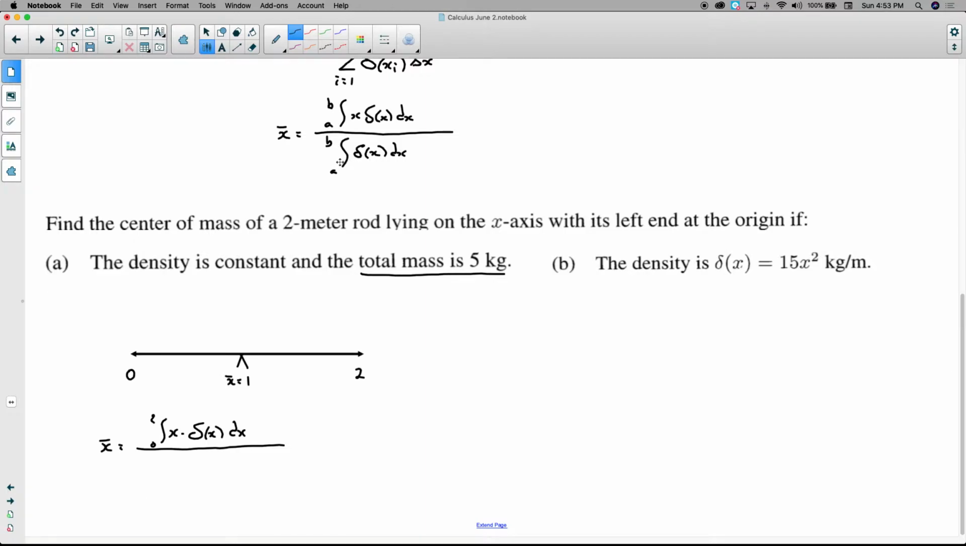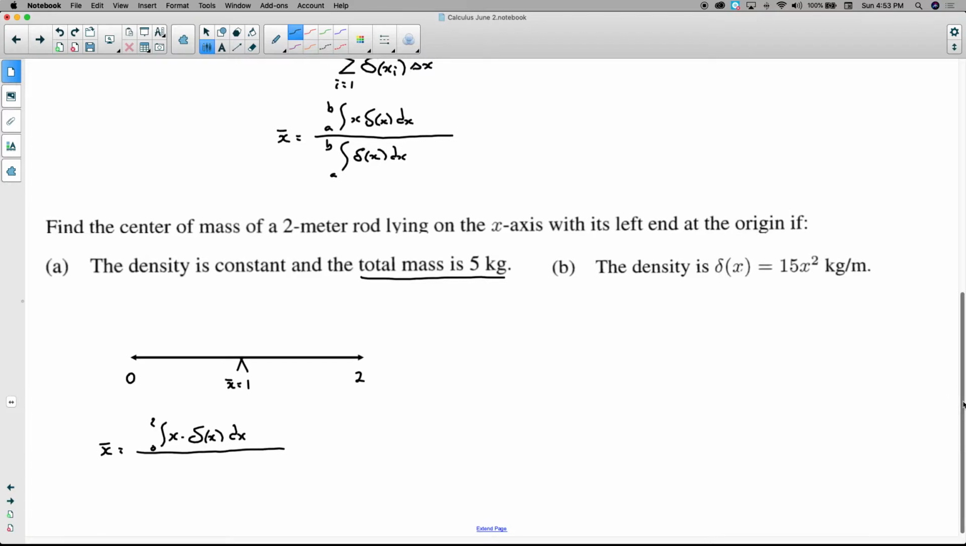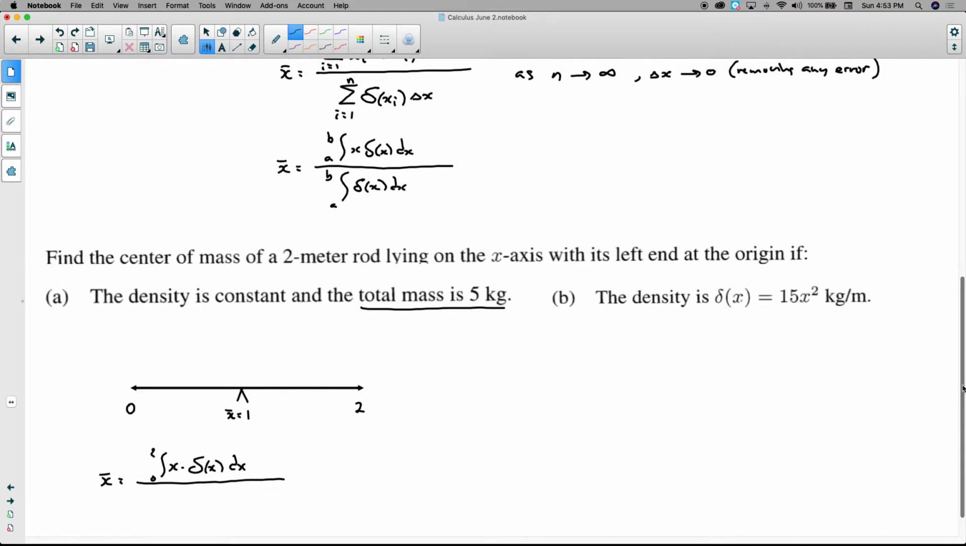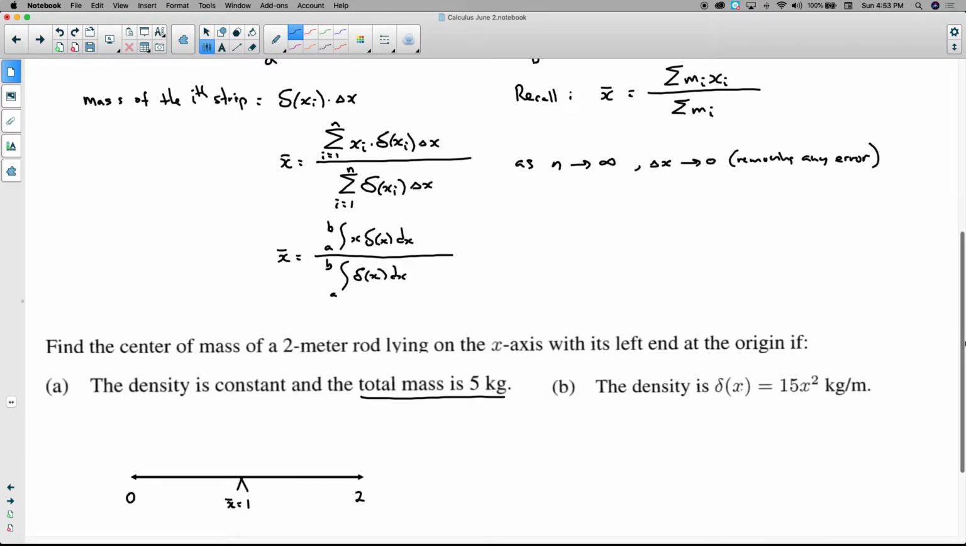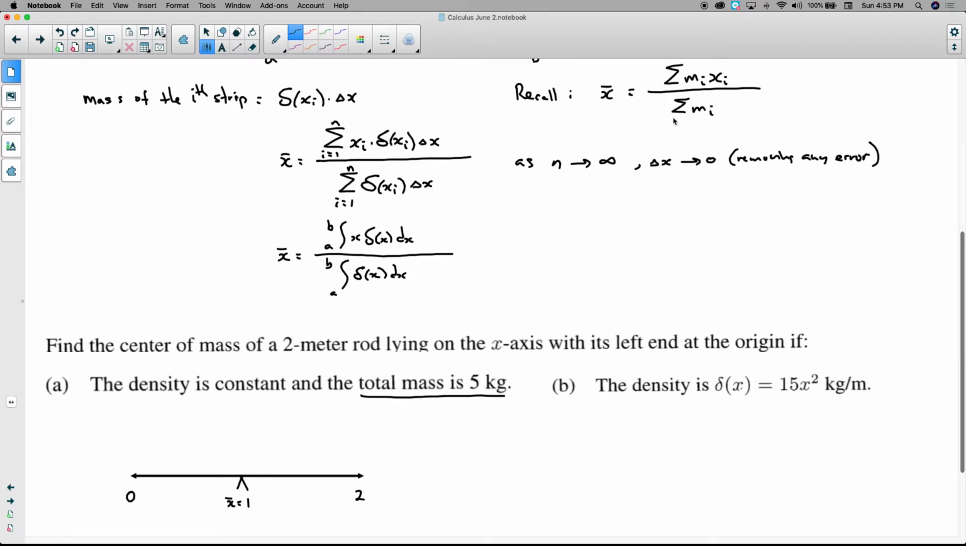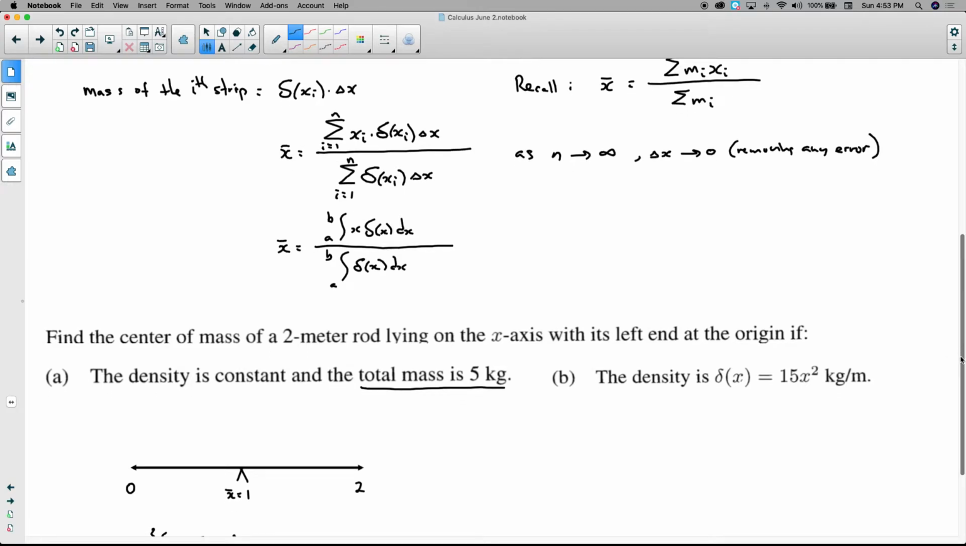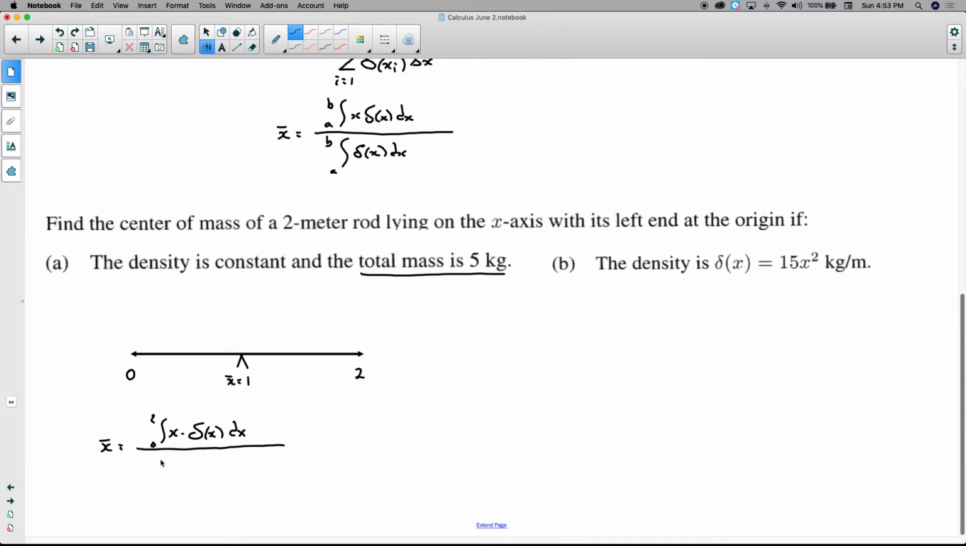I could certainly just rewrite all this. They didn't give us a density function, so that's why I'm avoiding writing it. But it's the sum of the masses. The sum of all of the masses is the bottom, so I'm just going to write total mass. Okay, so on this one, we know that the total mass is 5.